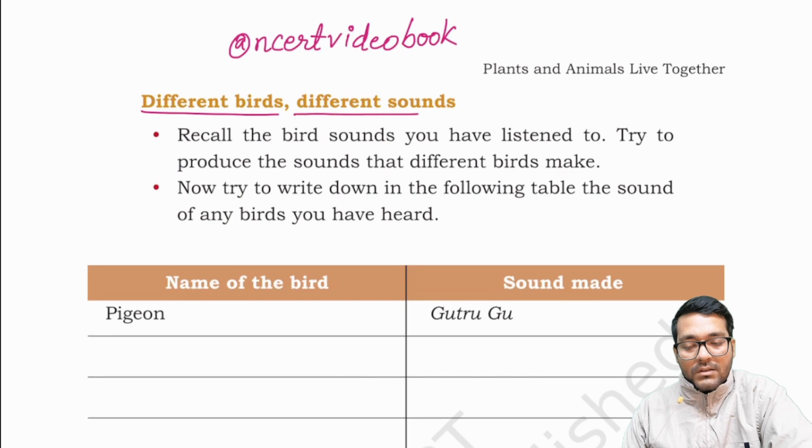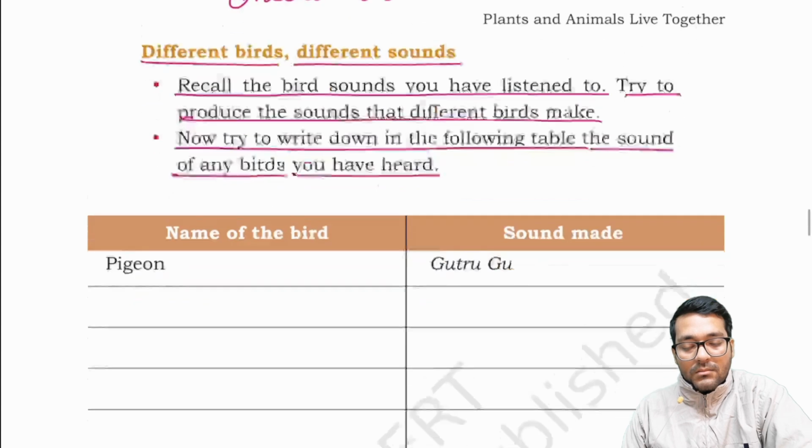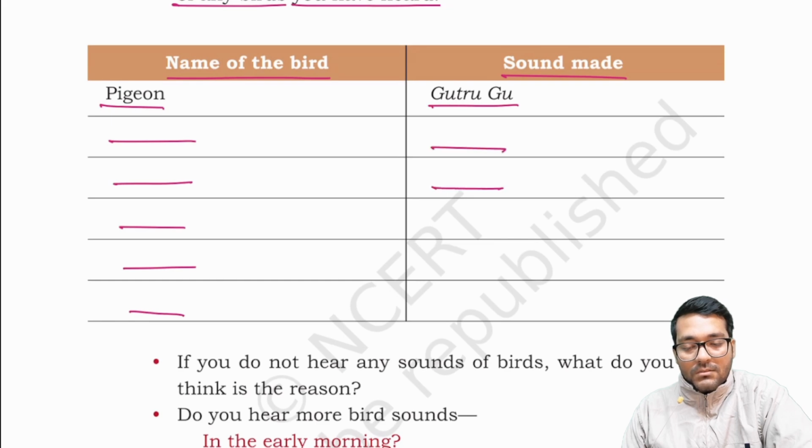Different birds, different sounds. Recall the bird sounds you have listened to. Try to produce the sounds that different birds make. Now try to write down in the following table the sound of any birds you have heard. Name of the bird, sound made. Pigeon, gutargu. Similarly, you can write names of birds like crow, peacock, sparrow, myna, etc. and their sounds.